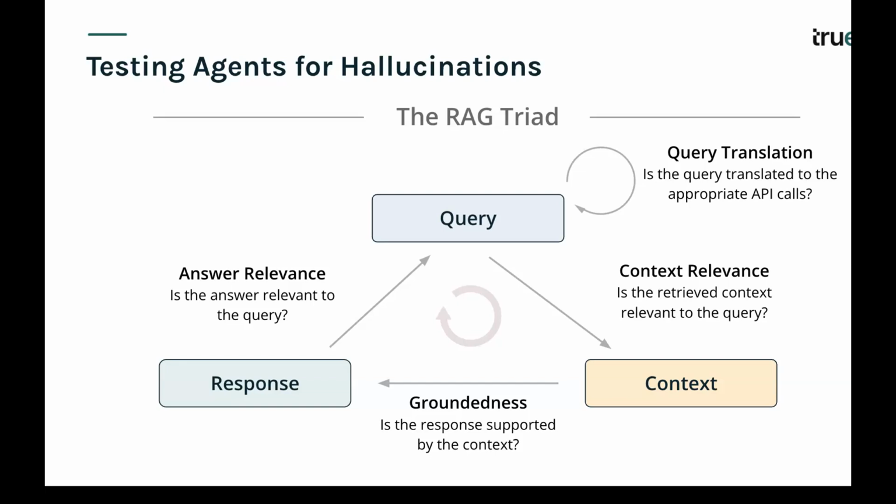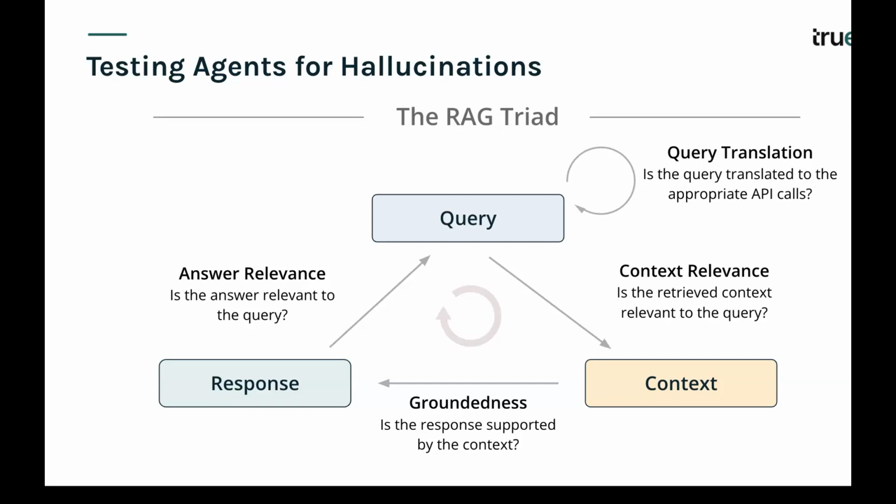This triangle is composed of the query, which is what the user provides. We have the context, which is what your LLM app retrieves. And we have the final response, which is the output of your app. And along with this, we see that there are 4 main failure modes that could happen. 4 main things that we're interested in.